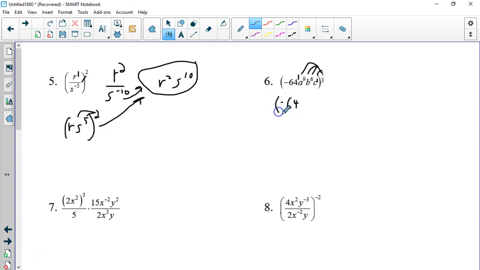If you need to, because of calculators, you might want to remember to put that in because it's the whole negative 64. Then it gets real easy. A to the 9th, 9 divided by 3 is 3. B to the 6th, 6 divided by 3 is 2. You might say, why are you dividing by 3? Multiplying by 1/3 is the same as dividing by 3. And then C, 1 times 1/3 is just simply 1/3.